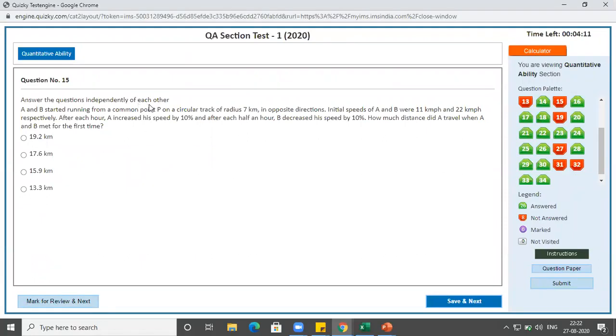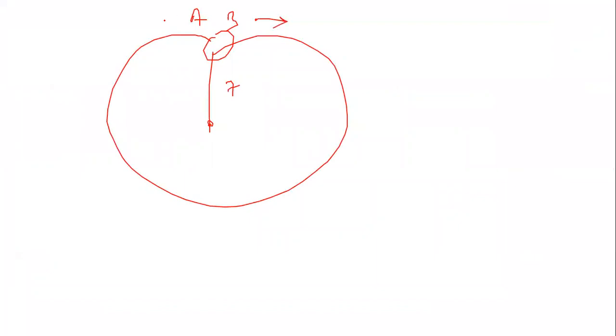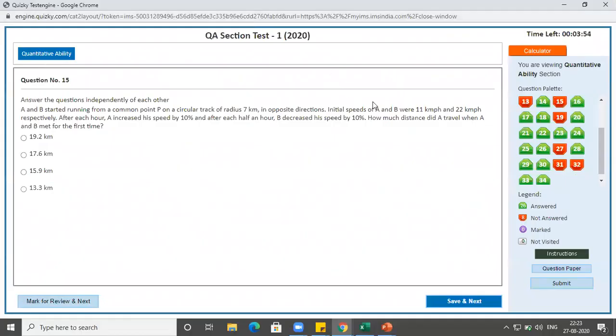A and B start running. Okay, we have 4 minutes. A and B start running from a common point P on a circular track of radius 7 kilometer. A and B यहाँ से निकले. Circular track of 7 kilometer in opposite direction. So ये यहाँ पे निकला. Okay. तो कहीं ना कहीं मिलेंगे. Initial speed of A and B are 11 kilometers per hour.